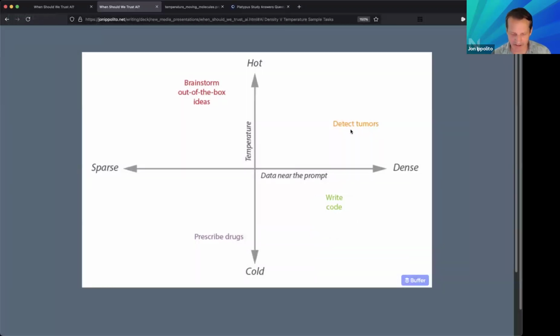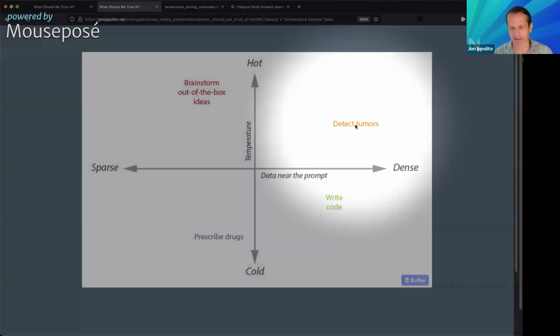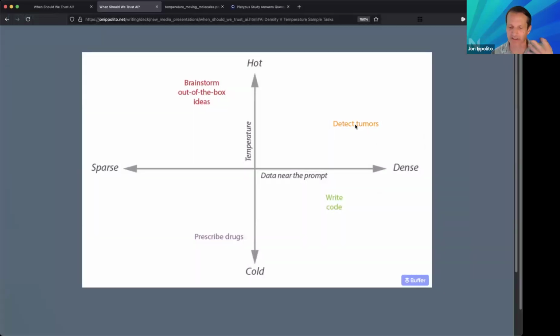On the other hand, detecting tumors, well, there's a lot of data on that, not necessarily on the web, but in terms of medical databases that have analyzed medical imagery from the past. It's private, so it's not necessarily online, but certain large language models have access to it. And there, you want a little more heat, because you want to ask, could this be a tumor? Could that be a tumor? You want to have that option there to check and diagnose things that are possible.